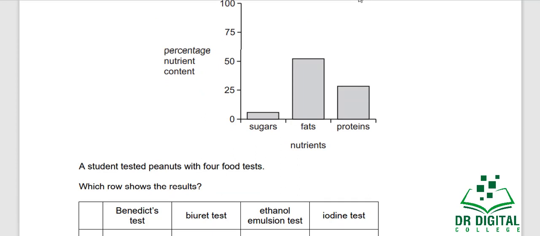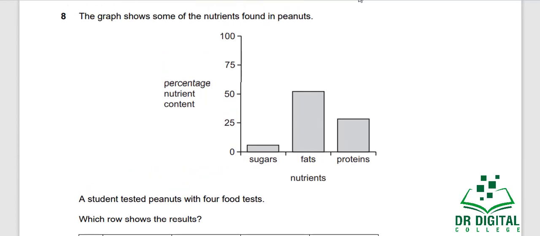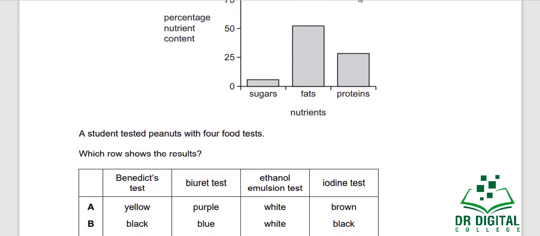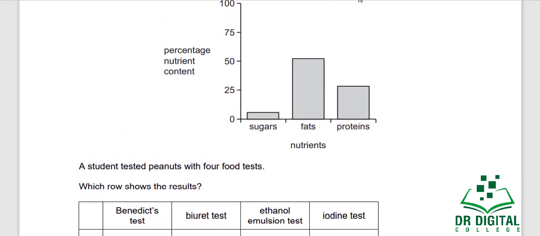You know that in peanuts, the percentage nutrient will be highest for the fats, because peanuts are dry fruits. In them it will be the highest one. So the Benedict test will be yellow because sugars are present. Biuret test is purple, because proteins are present. Ethanol emulsion test will form the white emulsion because a lot of fats are there. Iodine test will remain brown because no starch is shown here.